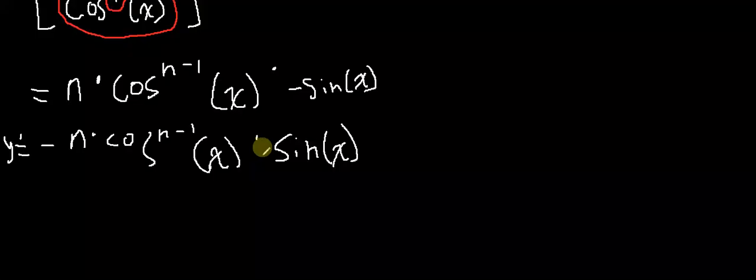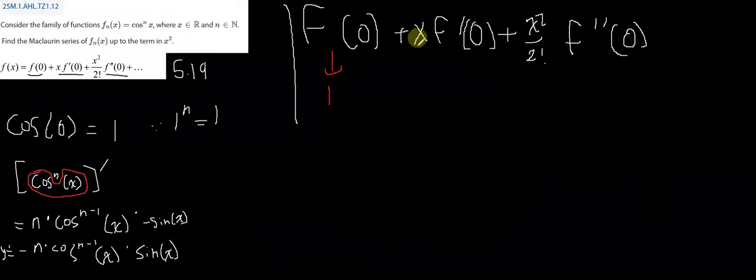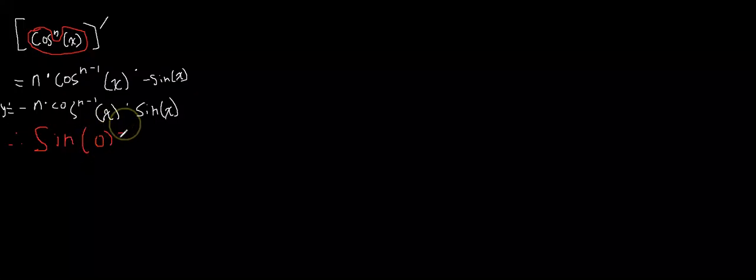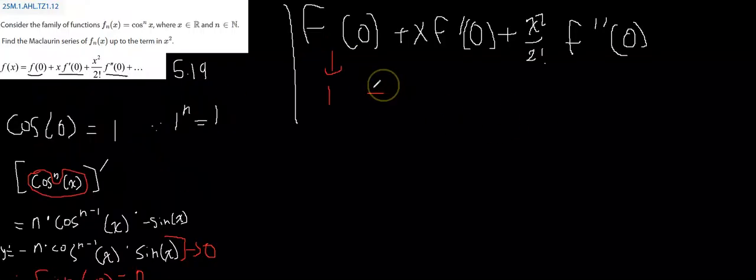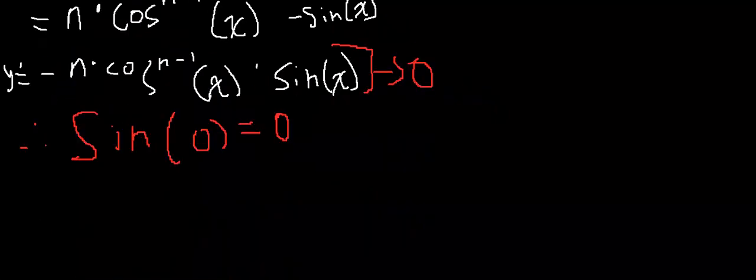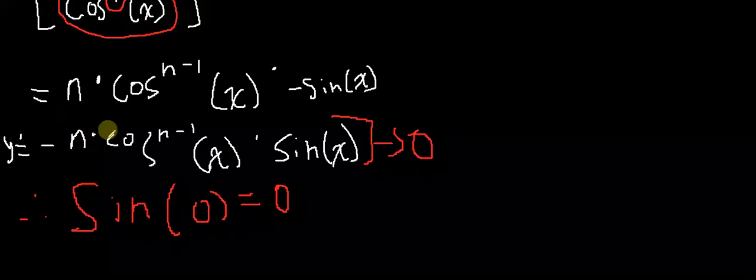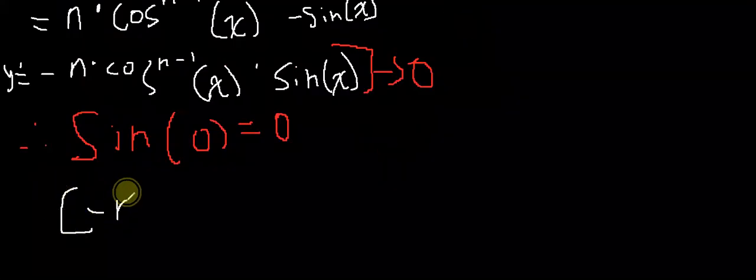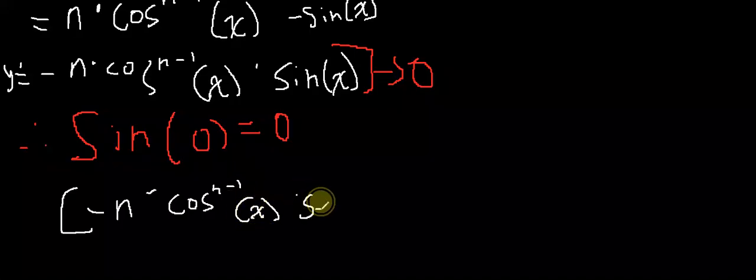So this would be equal to that. And now we can find x times f prime of 0. However, because sine of 0 is equal to 0, this whole expression will be equal to 0. So we can just write plus 0. And now we need the final term for x squared. So now we need to find the second derivative, and we can do that by finding the derivative of the first derivative. So let's quickly rewrite this as minus n times cosine to the n minus 1 of x times sine x, and then find the derivative of that.